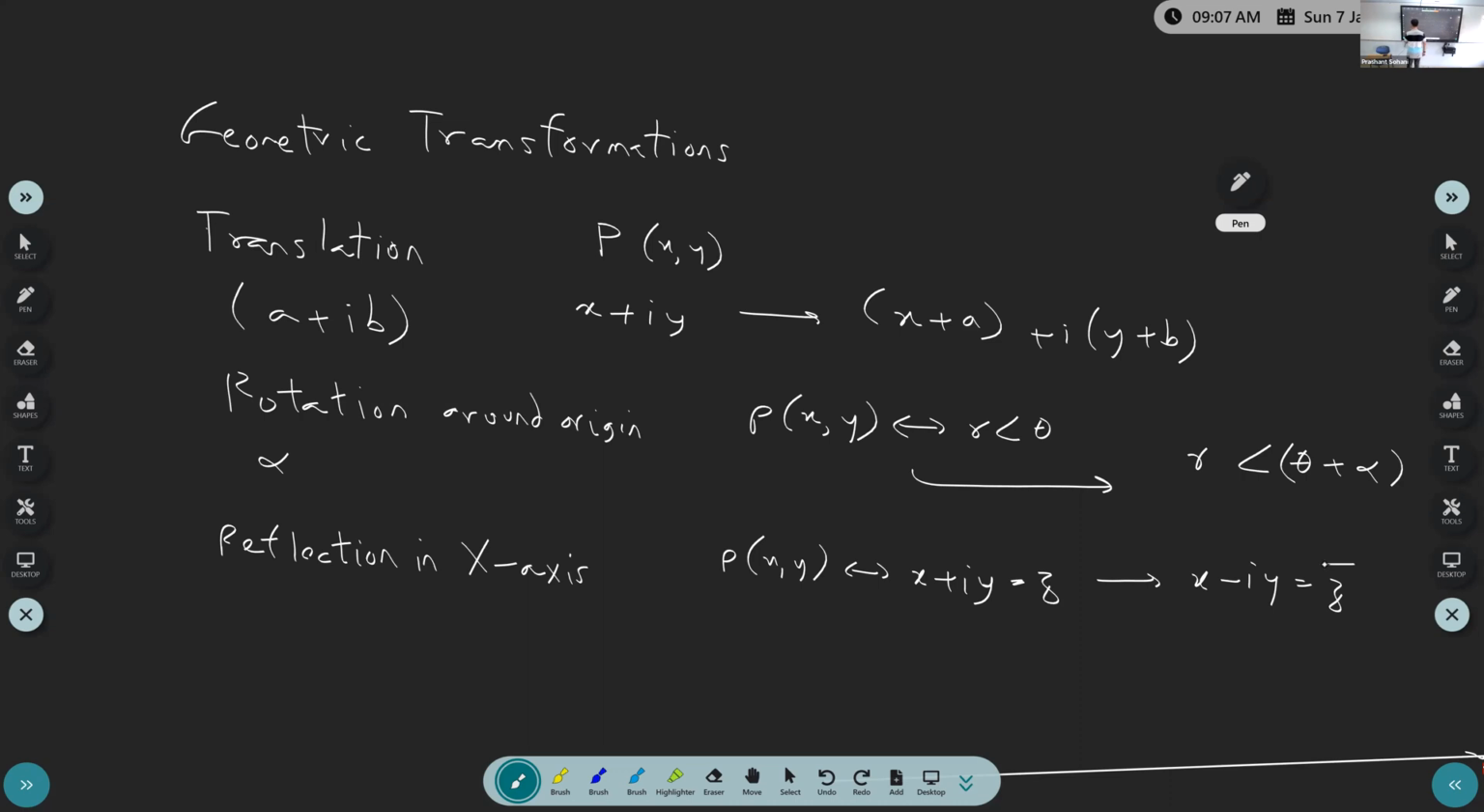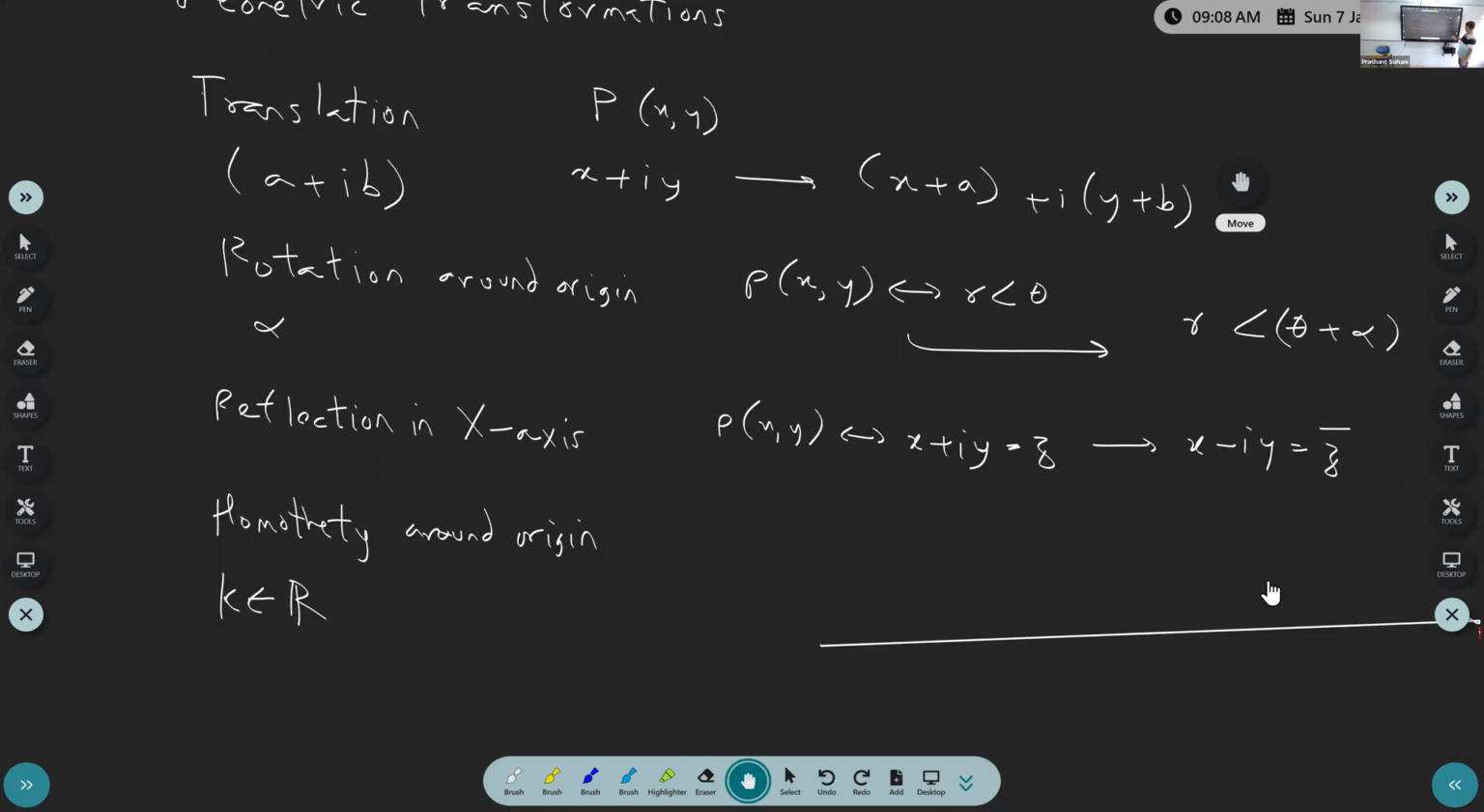And then homothety. So again, homothety around origin. For that, we need to specify some real number k, which will be the ratio of homothety, that is, how much you are going to dilate. And here you can either use the normal coordinate system or the polar coordinates. In both, you can express it pretty well, right?